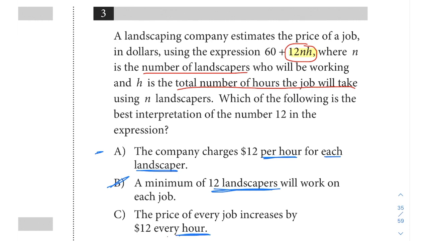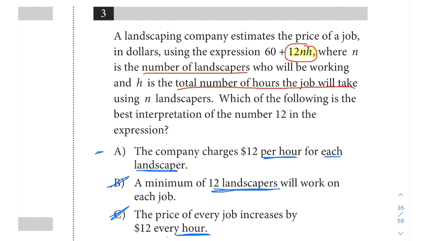So again, here, we're only looking at one of those factors. We're looking just at hours. But because 12 is a coefficient on both the n and the h variables, that means that both of those components, number of landscapers and total number of hours, would have to be included in our answer choice.